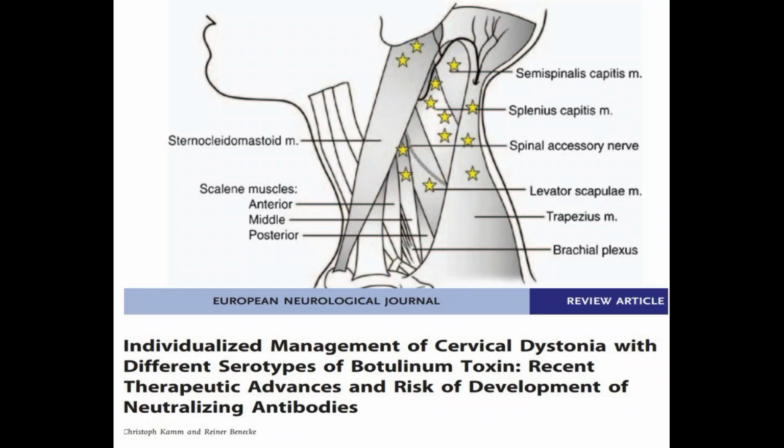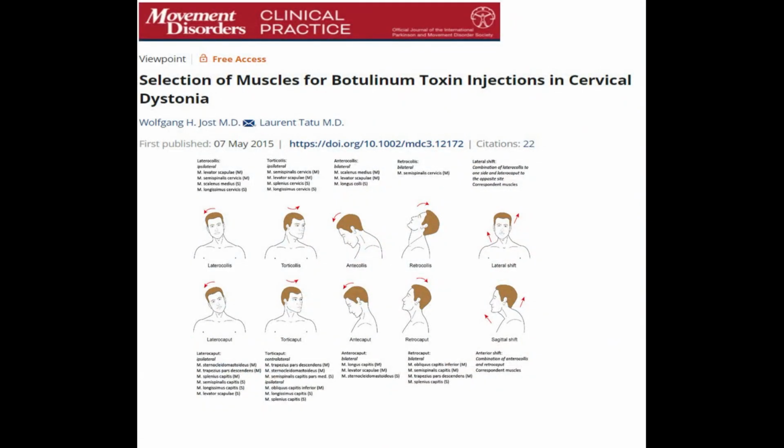The most commonly involved muscles in cervical dystonia are the splenius capitis, the trapezius, the levator scapulae on one side, and the sternocleidomastoid on the other side. However, depending on the position of the head, there are different muscles that can be involved. And this is a good reference to have handy in case you get a patient with a particular head position.